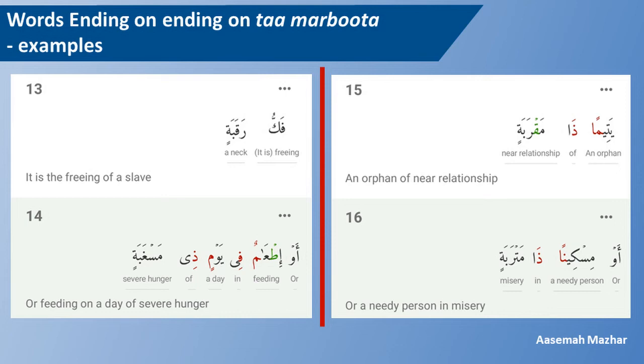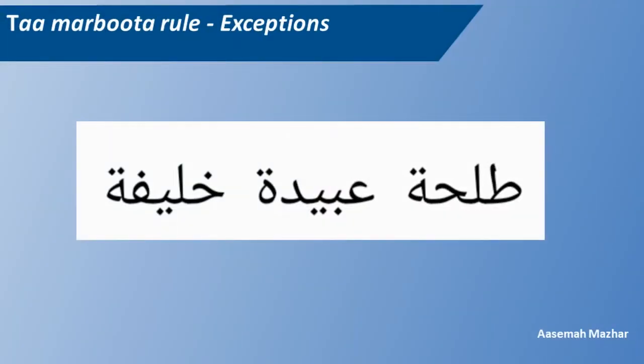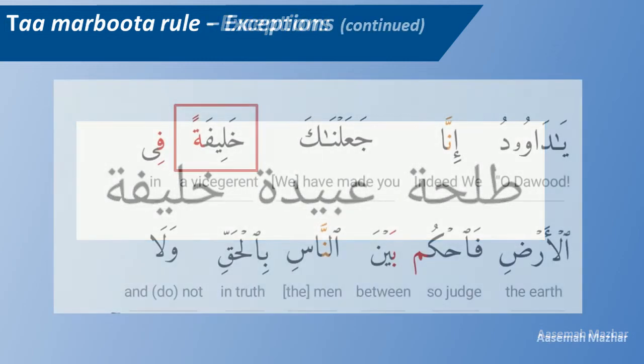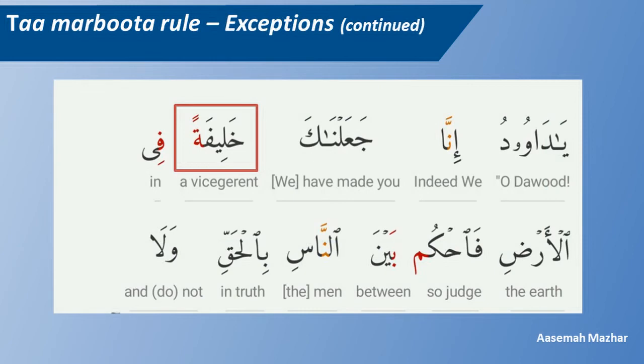So does that mean that all the words that end on ta marbuta are considered feminine? No, they're not. We'll look into some of the exceptions of ta marbuta. Talha, we know it's a name of a man. Ubayda, another masculine name. Just because it has ta marbuta at the end wouldn't classify it to be feminine. And the word Khalifa has appeared in Quran, and this ayah is Ya Dawood inna ja'alnaka khalifatan fil ard. Khalifa has a ta marbuta, right? And in this ayah, it's referring to Dawood alayhi salam, and it's not feminine here.